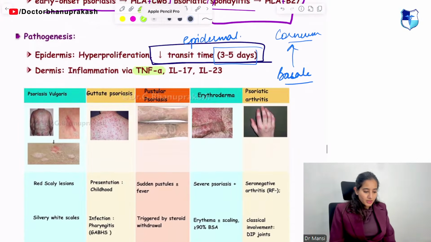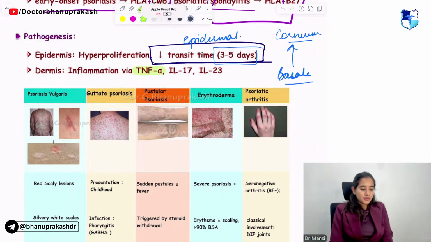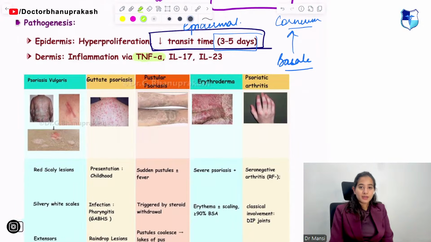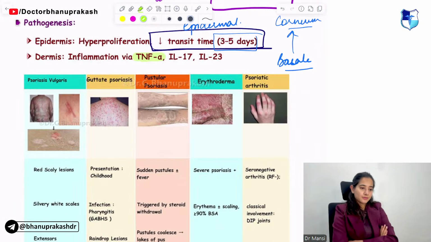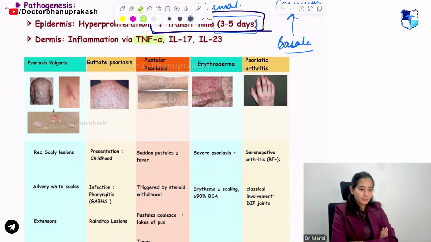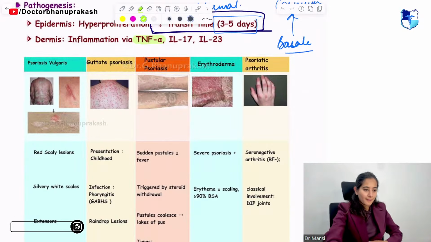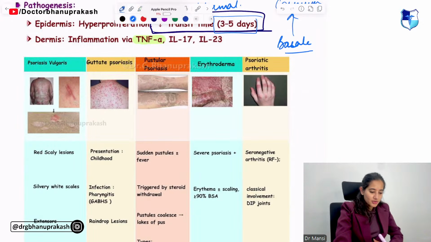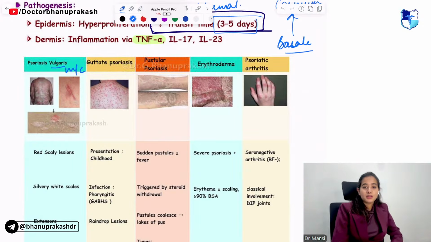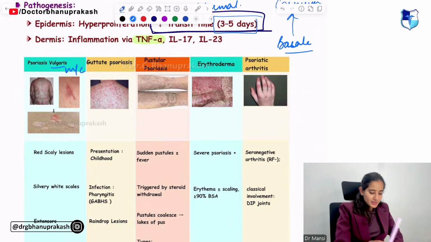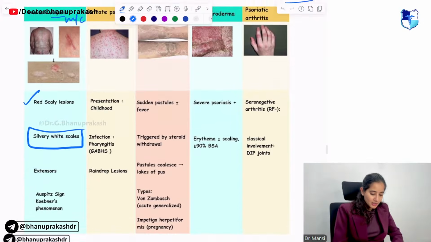Okay, then we move to the various variants of psoriasis. One which we have is psoriasis vulgaris. Vulgaris means most common, not general. So this is the most common variant which is seen, and you can see the lesions are red, scaly lesions, and silvery white scales are present.